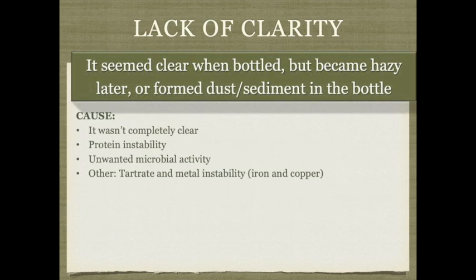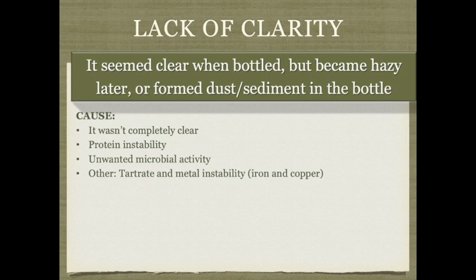Now, sometimes this happens: the mead seemed clear when bottled, but it either became hazy later in the bottle or it formed a dust or sediment in the bottom of the bottle. The cause was, well, it might not have been as clear as you thought it was. I know a lot of new mead makers say, oh, that looks clear, and then they bottle it, and then there's a little bit of sediment in the bottom, and it's a surprise to them, but maybe it wasn't completely clear. There are other causes, protein instability, for example.